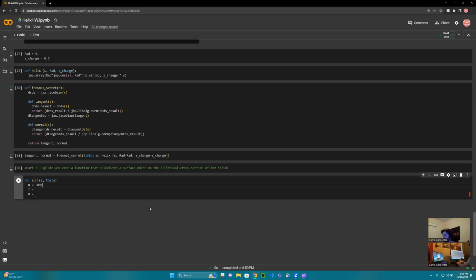N is going to be our normal at any point on that helix. T is going to be our tangent at any point S on that helix, and then B is going to be our, what do you call it, cross vector between N and T. Okay.